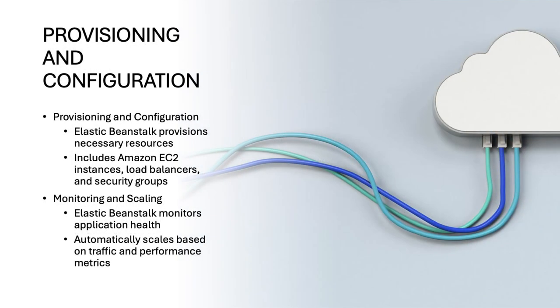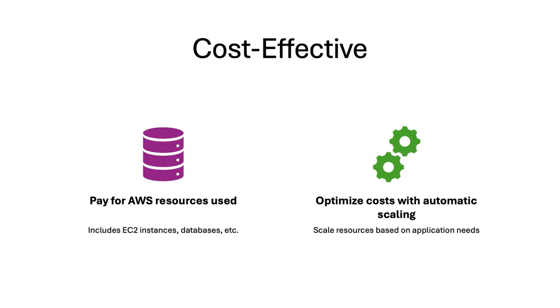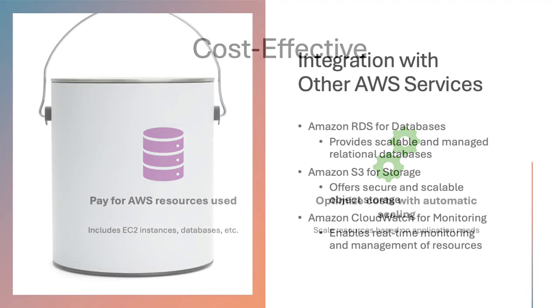Elastic Beanstalk handles provisioning and configuration by setting up resources like EC2 instances and load balancers. It also monitors application health and scales automatically based on traffic and performance. Elastic Beanstalk enables faster application deployment by eliminating the need to configure infrastructure or worry about scalability, allowing for quicker time to market. AWS offers cost-effective solutions by charging only for the resources used, such as EC2 instances and databases. Automatic scaling helps optimize costs by adjusting resources based on application needs.